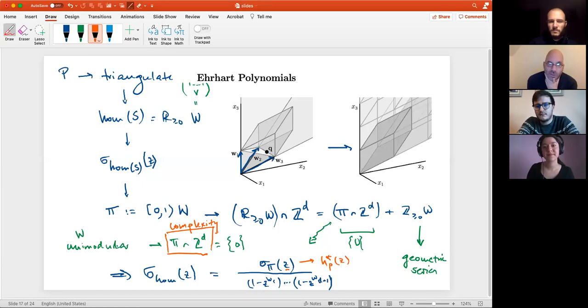But now if I want to put everything together, then I need to use some sort of inclusion-exclusion, correct? Because my simplices overlap at least in faces. If I have a triangulation, then they overlap in faces. Yeah, but there's some tricks, Antonio. So we'll talk a little bit tomorrow about this.